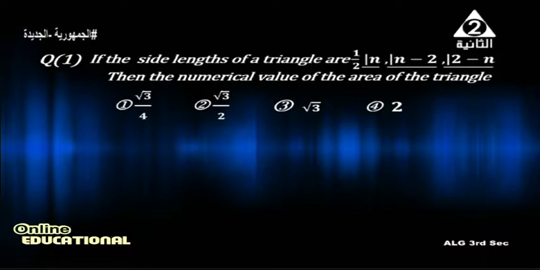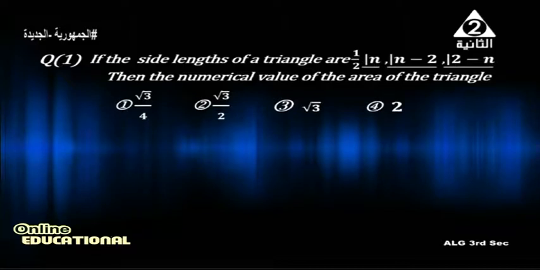If the side lengths of a triangle are 1 over 2 factorial n, factorial n minus 2, factorial 2 minus n, then the numerical value of the area of the triangle is, choose the correct answer: root 3 over 4, root 3 over 2, root 3, 2. Before we choose the correct answer, my dear student, I advise you to study and think before choosing. What do you mean by side lengths of a triangle?